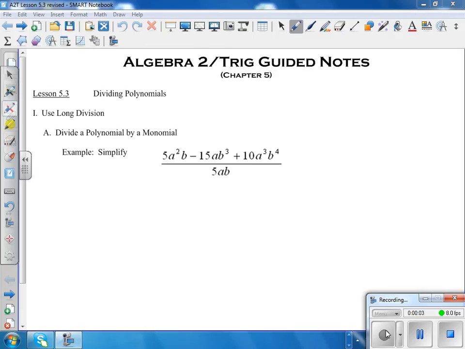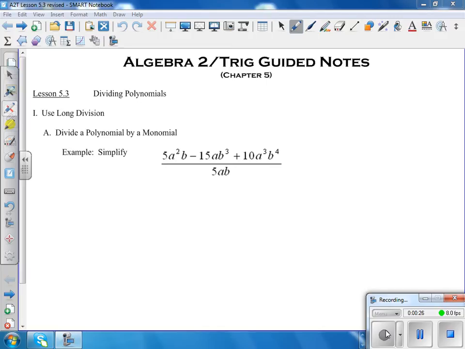Lesson 5.3. We're going to look at dividing polynomials today. We eventually will get to long division and looking at synthetic division, but what we're going to do first is look at taking a polynomial and dividing by a monomial, meaning a single term polynomial.